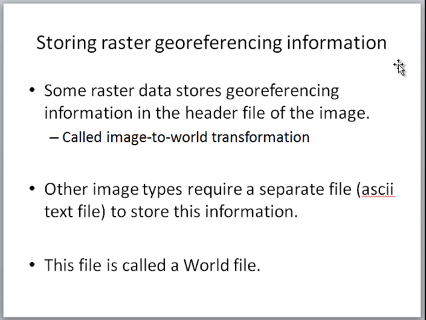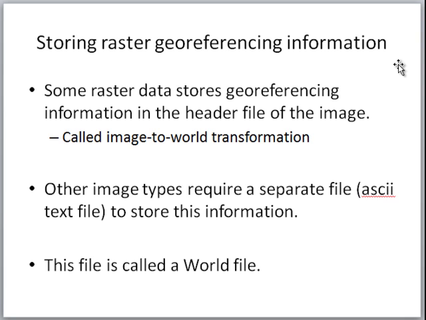Storing georeferencing information with raster data, you can do it in a couple of different ways. Some raster data sets, like aerial photographs, store the georeferencing information in a header file. So it's part of the image. A geotiff is an image that stores referencing information in the image. A lot of images don't store it in the image, like a JPEG. We're going to be georeferencing a JPEG today. Everybody's familiar with a JPEG, probably. It's a scanned map. We're going to be georeferencing that.